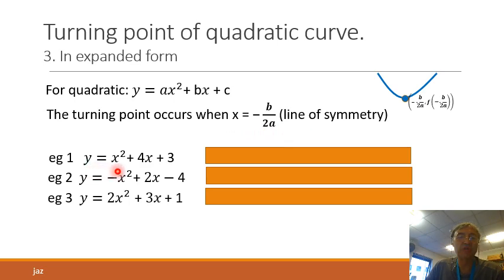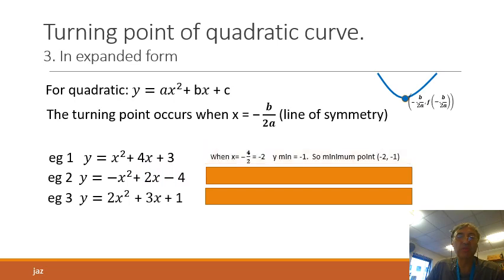So if y equals x squared plus 4x plus 3, then a is 1, b is 4, and so minus b is minus 4, and 2a is 2 times 1, so we get minus 4 over 2, which is minus 2. So the x-coordinate of the turning point is minus 2, and if we substitute minus 2 into here, we get minus 2 squared plus 4 times minus 2 plus 3, which is minus 1.